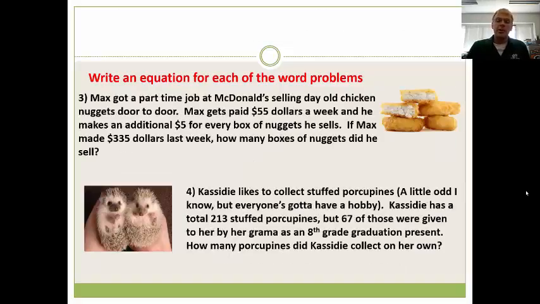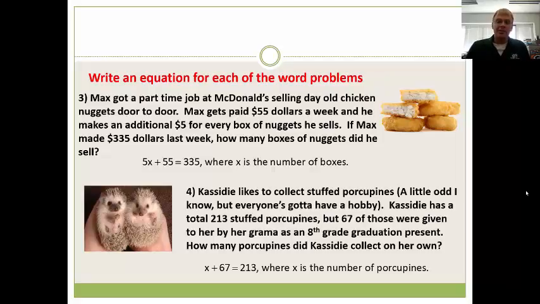Well, we've done a couple together, so why don't you read these and try these on your own. Ready, pause. Okay, let's see how you did. Did you get 5x plus 55 equals 335 for Max, and x plus 67 equals 213 for Cassidy? Well, if you didn't, please make a note of that and come to class and we'll talk about it. We'll make sure we figure that out.